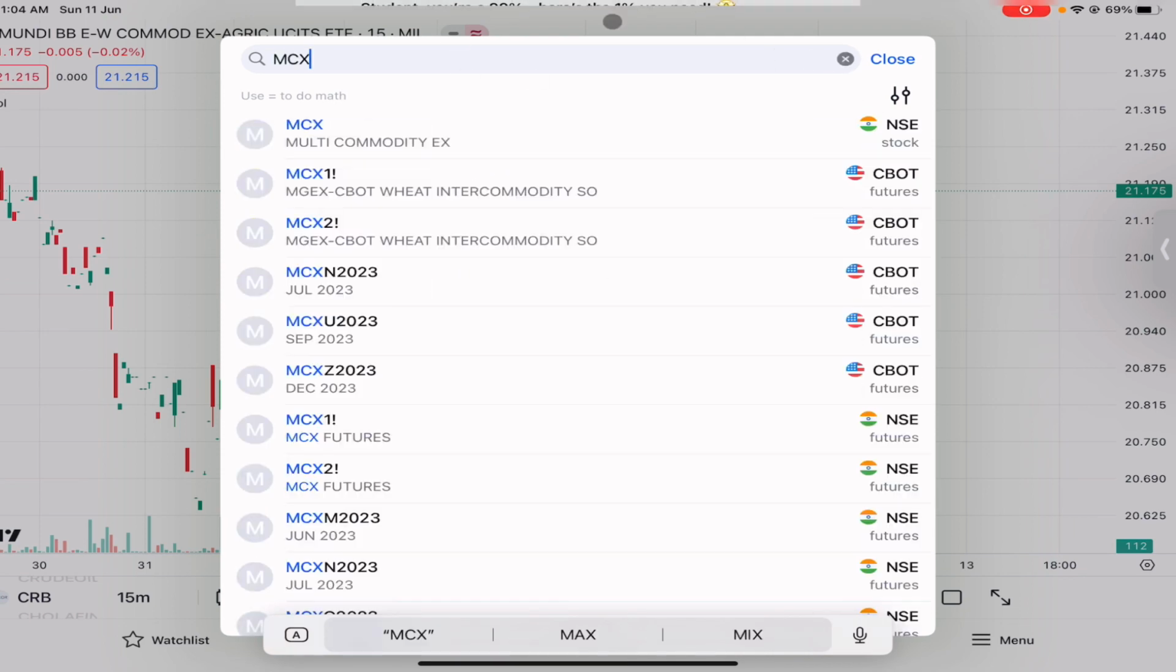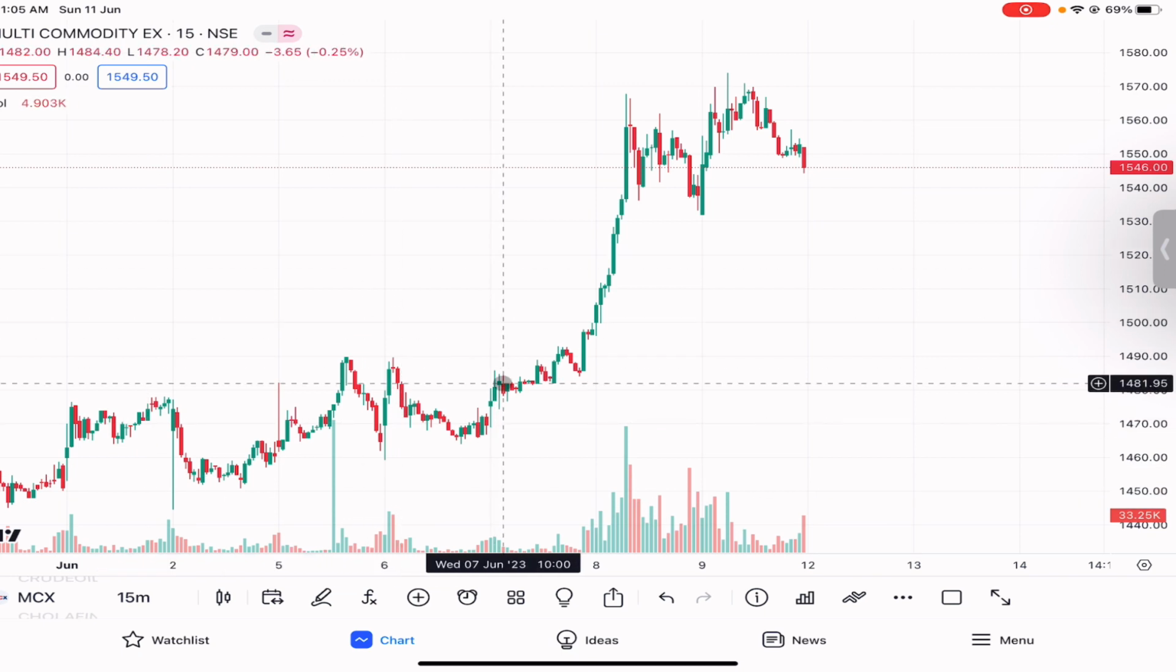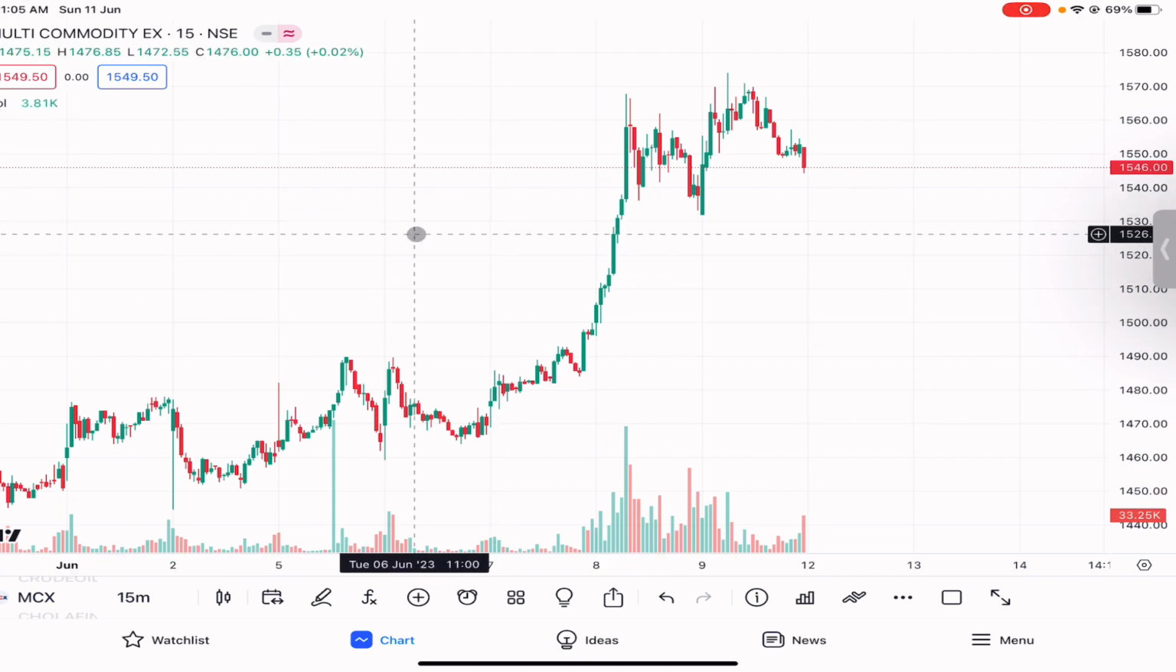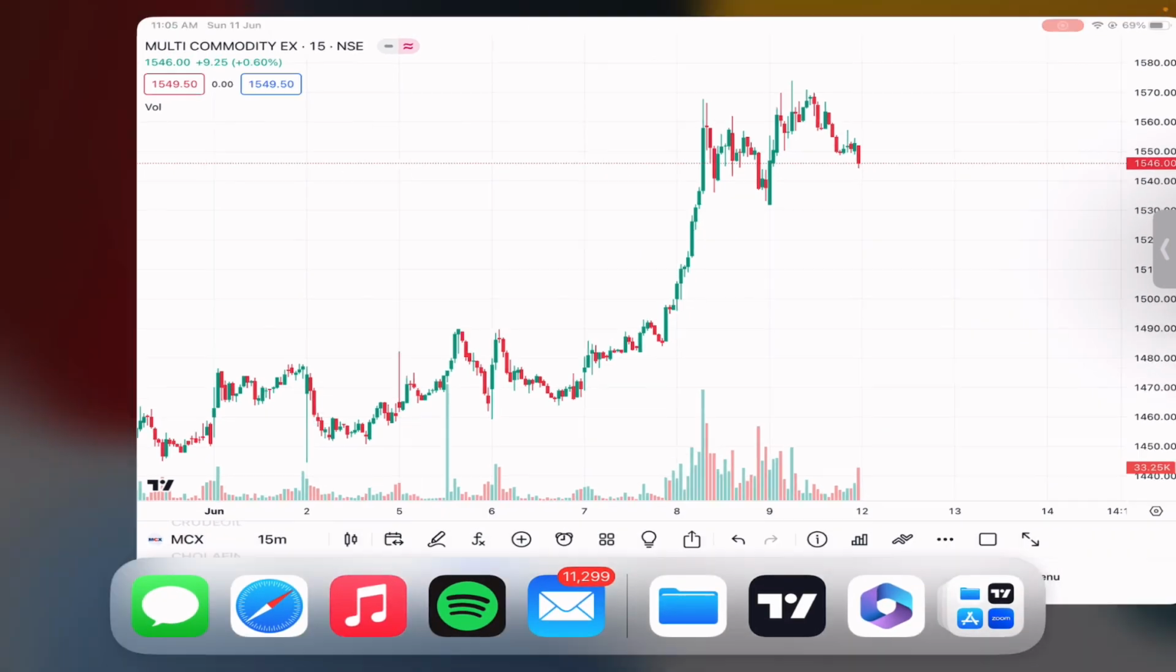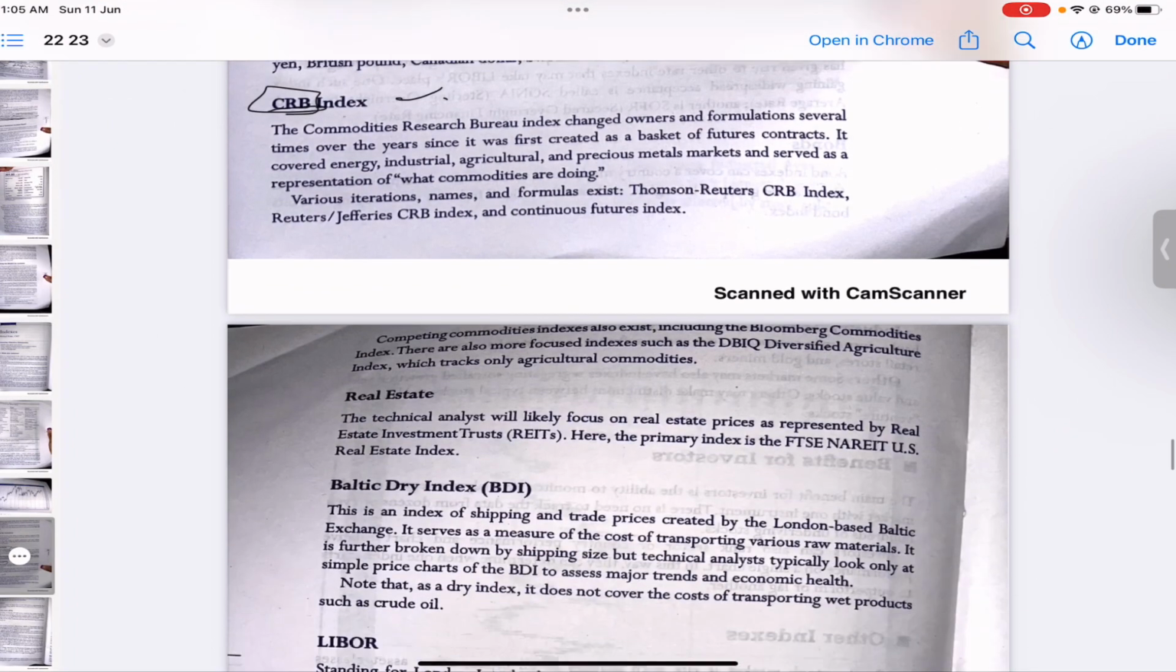And in India, this is the MCX. The MCX, the Multi Commodity Exchange, is basically showing you how the entire commodity market is performing, right? This includes silver, zinc, cotton, crude oil, natural gas, all the commodities which are there. Just like the MCX index, the CRB index is for the US markets.